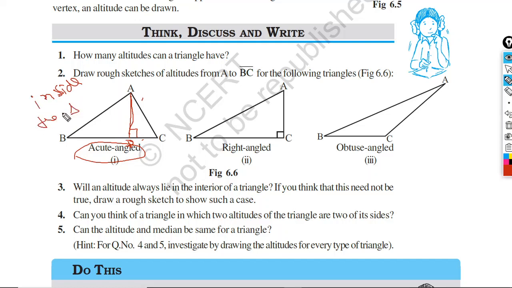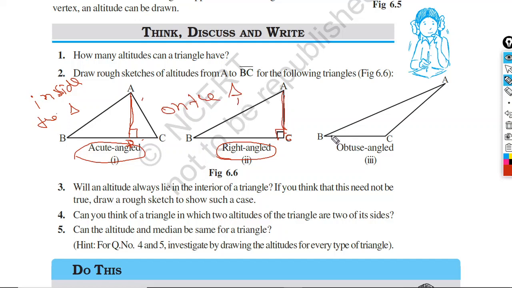the triangle. Now again we have taken a right angle triangle. Here, which is the altitude? AB is the altitude. AC is the altitude. Now where is altitude AC falling? It is falling on the triangle.